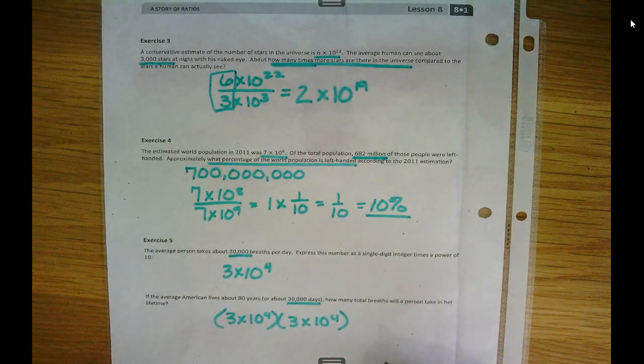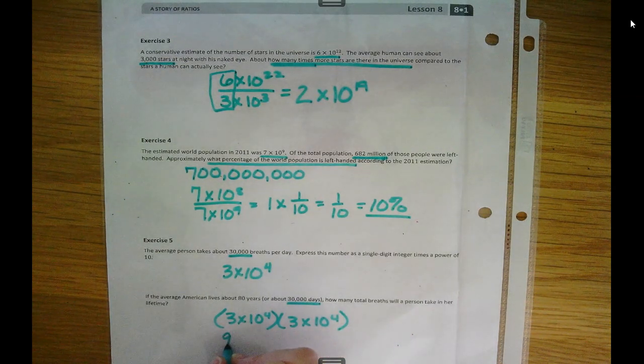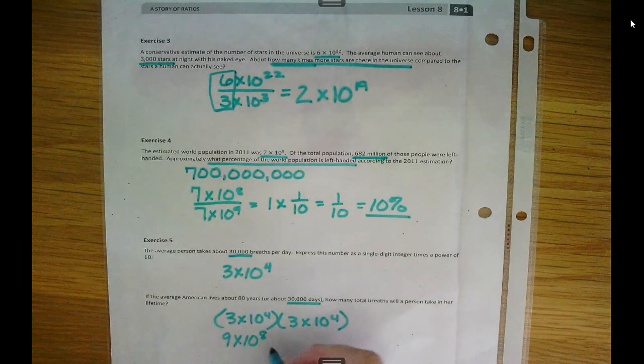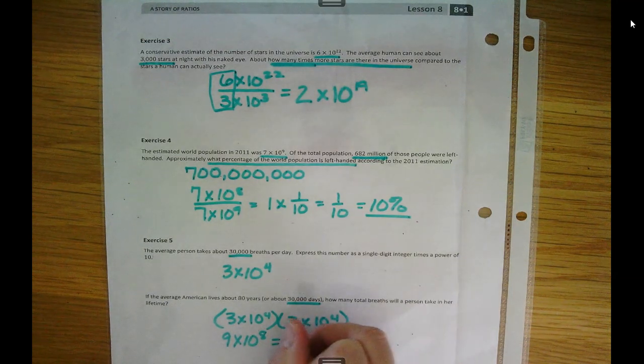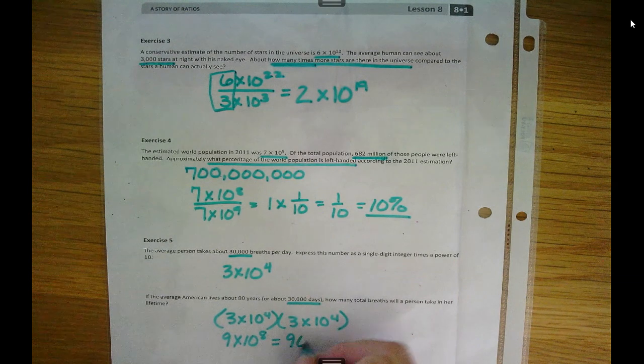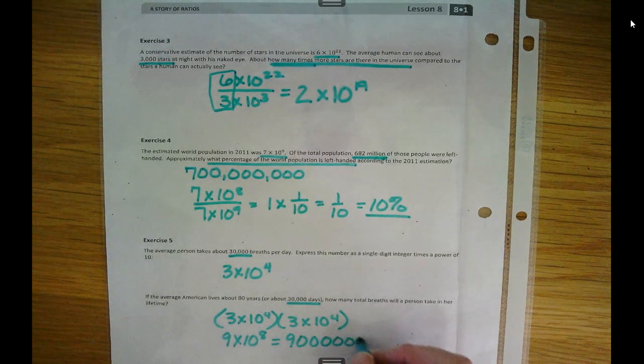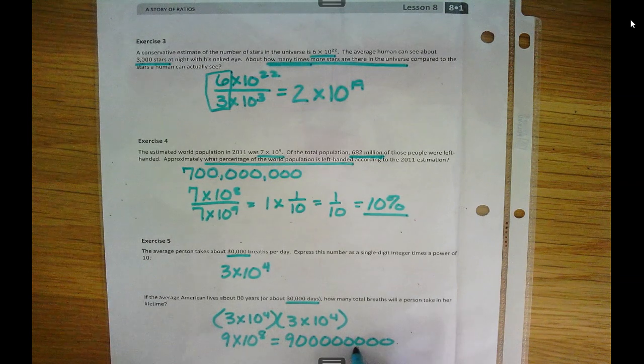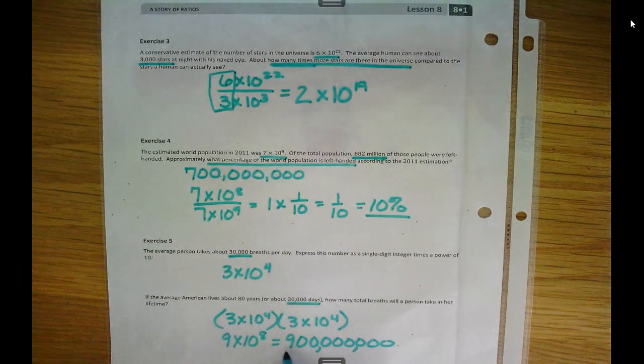And again, I can do the same thing. I can do a 2-part multiplication problem. 3 times 3 is 9 times 10. When we have the same bases, we add the exponents. So 4 plus 4 is 10 to the 8th. I can write it as 9 times 10 to the 8th, or I can write it out in standard notation. Then I'm going to check where my commas go here. Okay, so I have 900 million breaths in a lifetime.